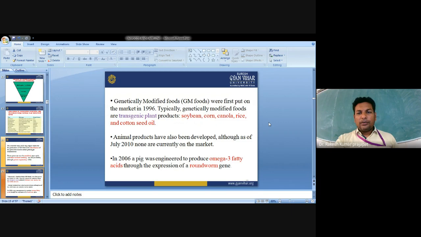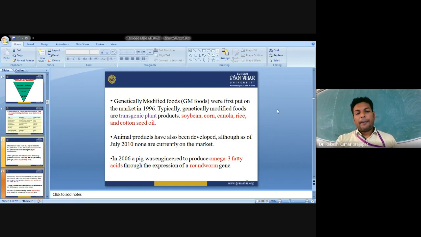Genetically modified crops were first put on the market in 1996. Typically, genetically modified foods are transgenic products like soybean, corn, canola, rice, and cottonseed. These crops have already been transformed using different genes based on our choice and are commercially available in the market. Animal products have also been developed, although as of July 2010, none are currently on the market. In the case of animals, not even a single animal product is available in the market.